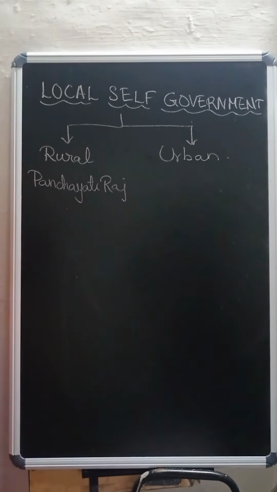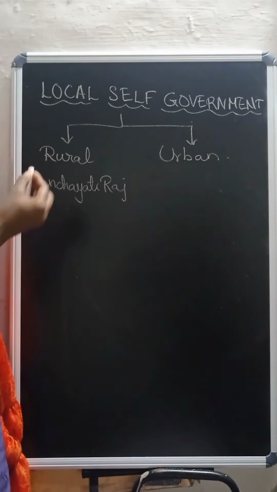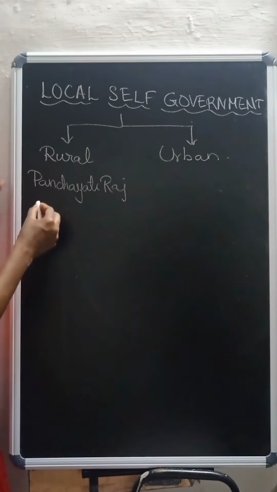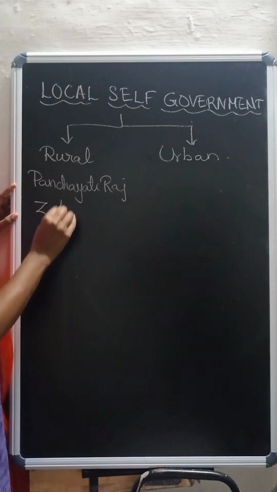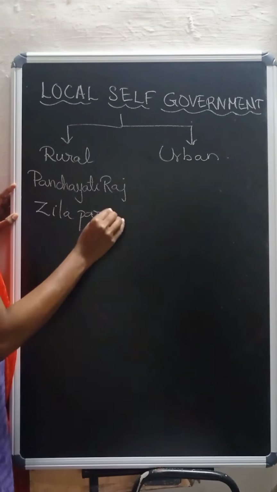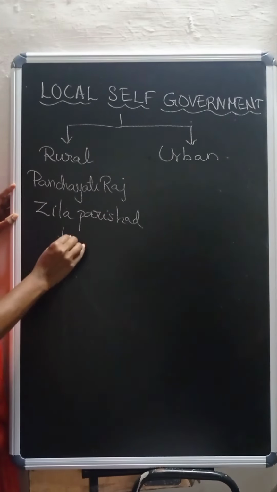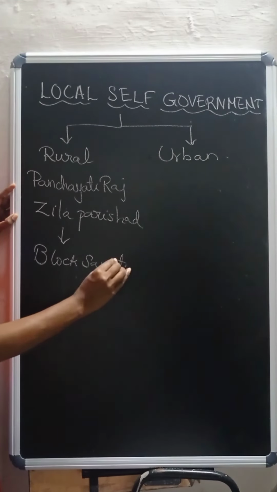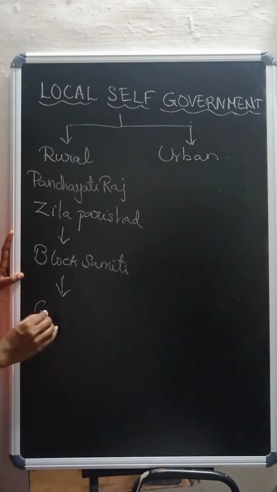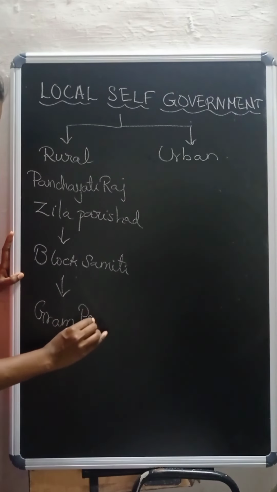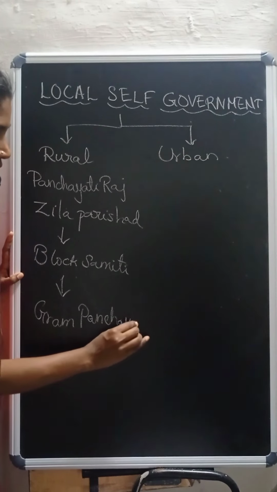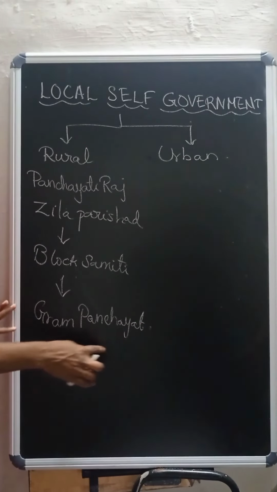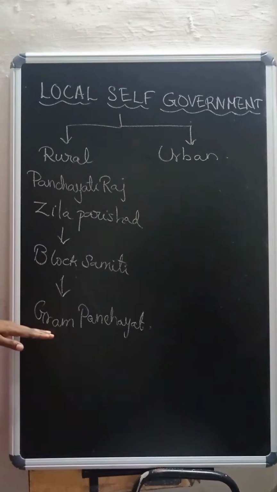Now what is this Panchayati Raj system? It is a three-tier system. Three-tier means three levels of system. What are the three levels? In the first level you have Zilla Parishad. Next to Zilla Parishad is Block Samiti. And next to Block Samiti is Gram Panchayat. This Gram Panchayat is the bottom level where the people will directly participate.